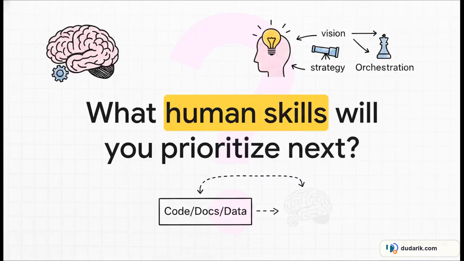Which leaves us with this final thought to take away from today's explainer. As agents like Codex move to the background to autonomously handle code, documentation, and data analysis, what human skills will you prioritize next? I mean, if the execution is being handled by an autonomous teammate, your job becomes vision, strategy, and orchestration. It's a fascinating shift to think about.